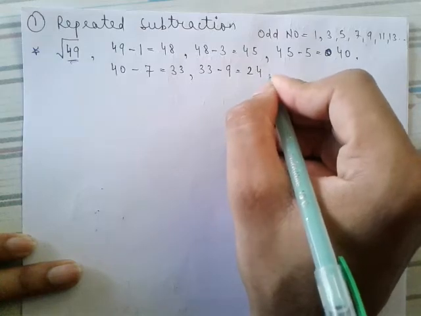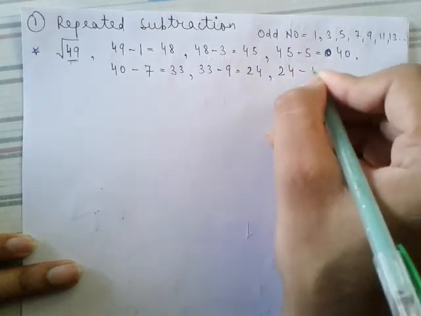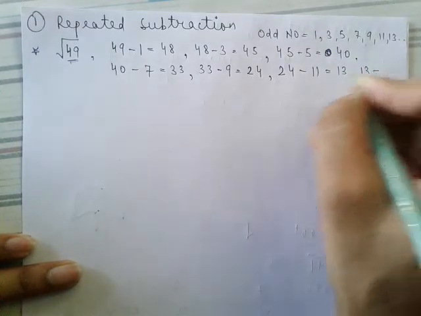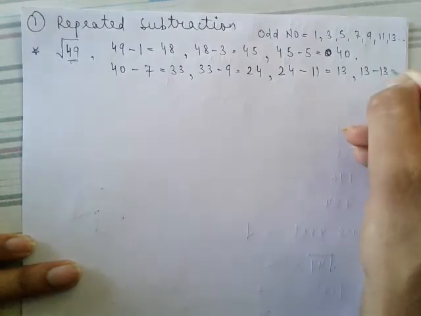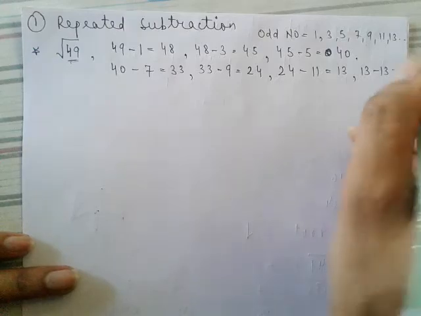Okay, so then subtract it again. 24 minus next odd number is 11, so 11 you will get 13. Then 13 minus next odd number is 13, so you will get a 0. Okay, now when you get 0 as a difference, you have to stop there.